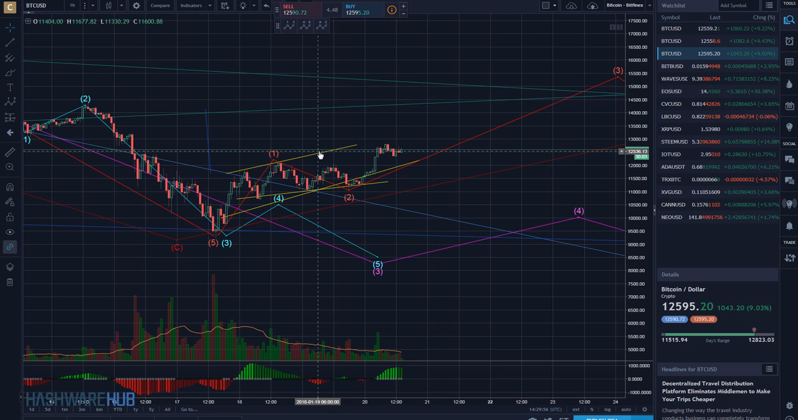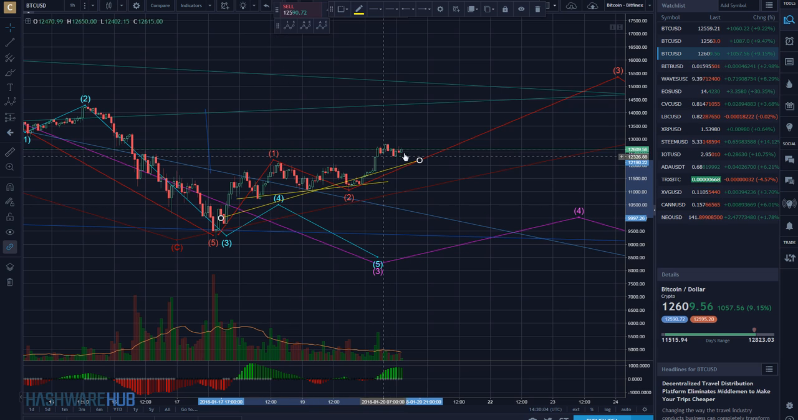Okay, we're also going to delete this right here. And this line right here was a line that we had drawn for a bottom of a triangle as a resistance line. And we could see here that the market came back down underneath it, and then it went back up, and then it literally skated right along this line. Okay? And then moves up.